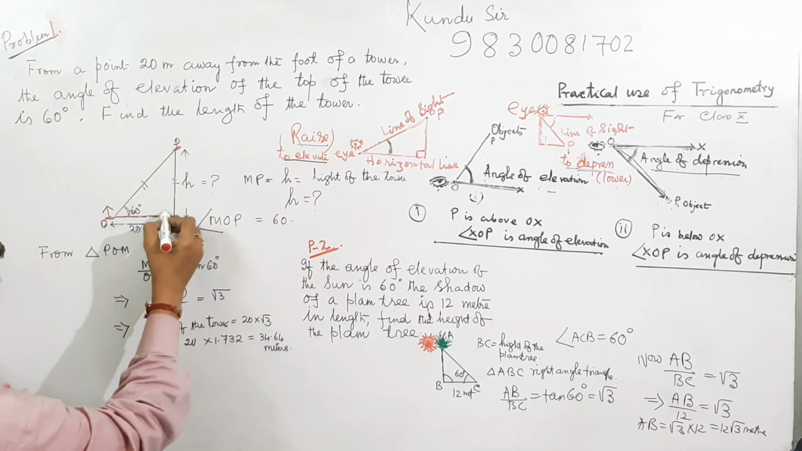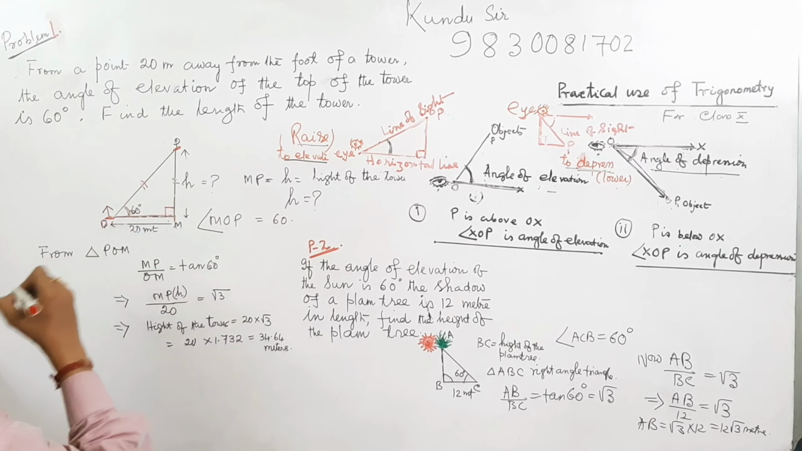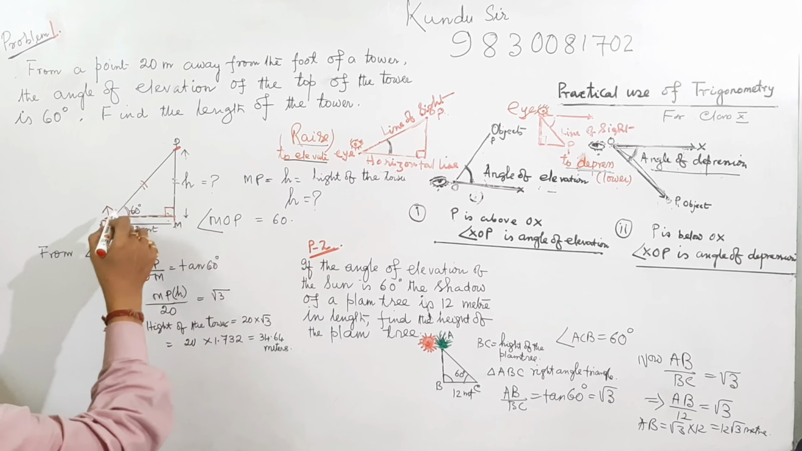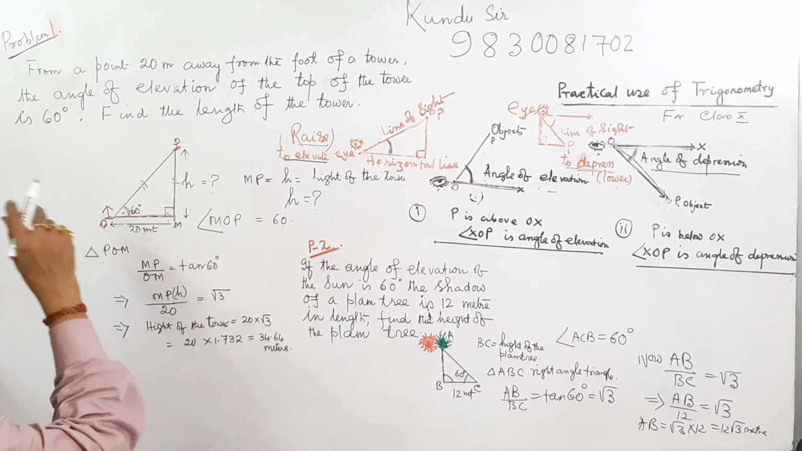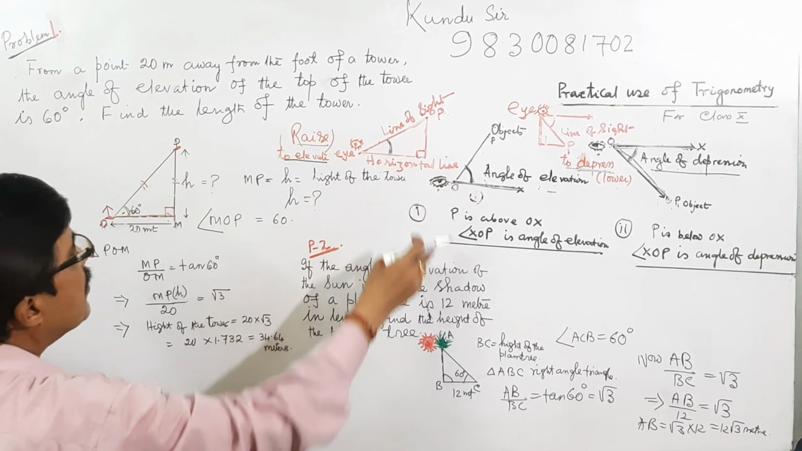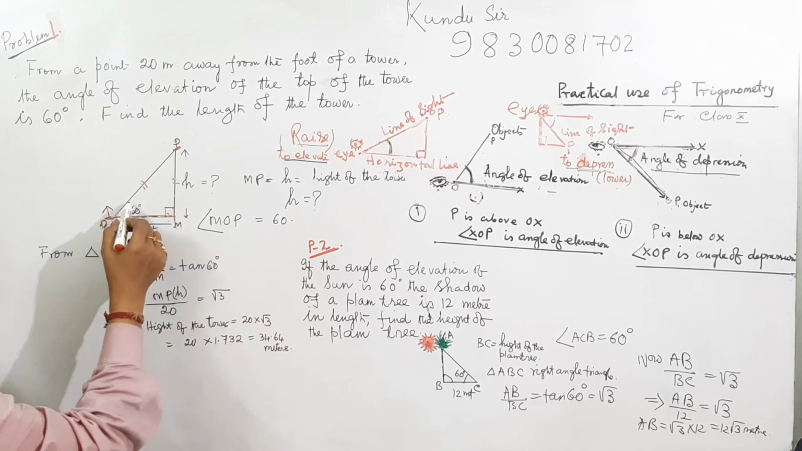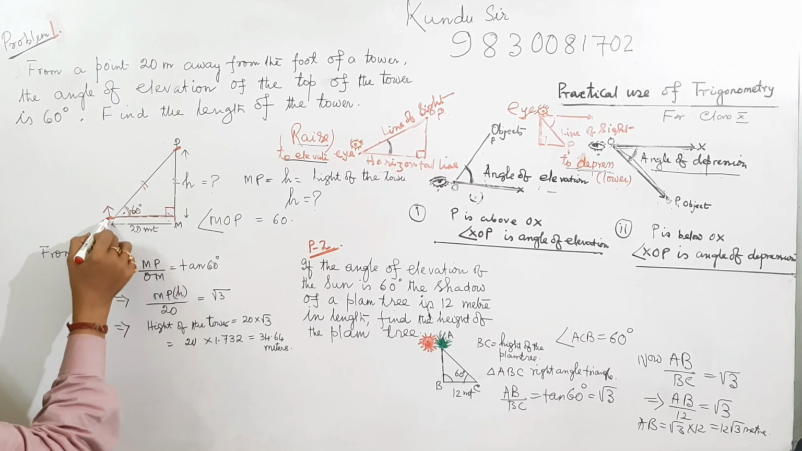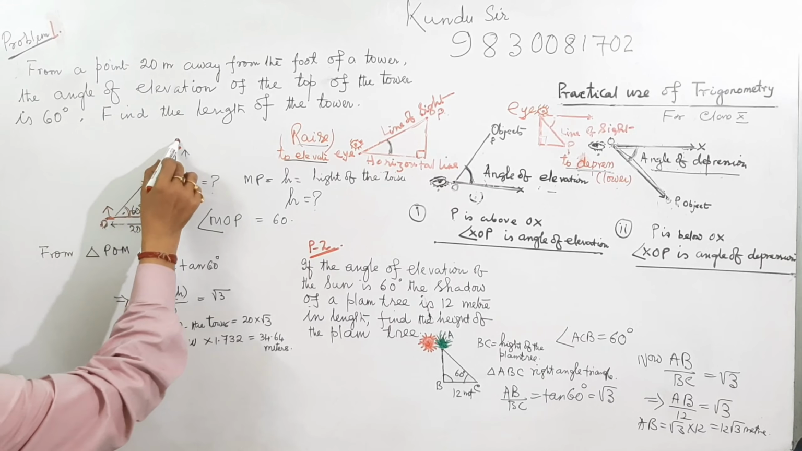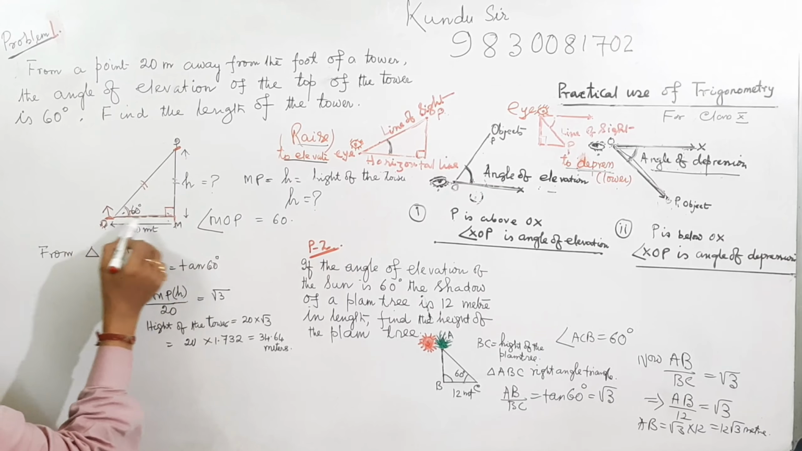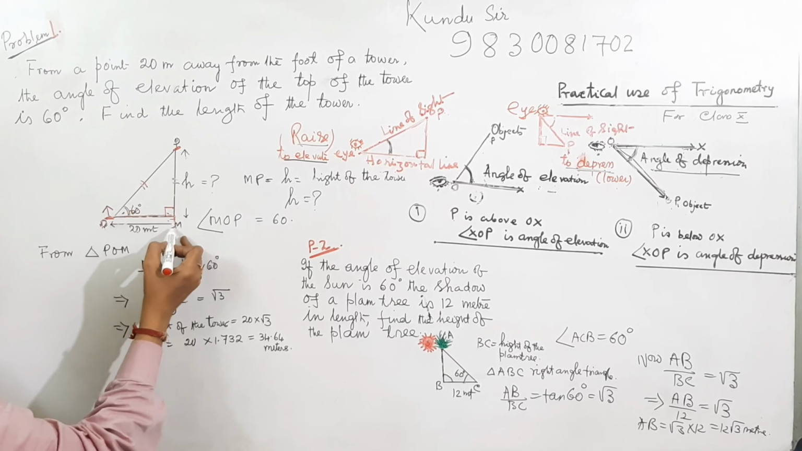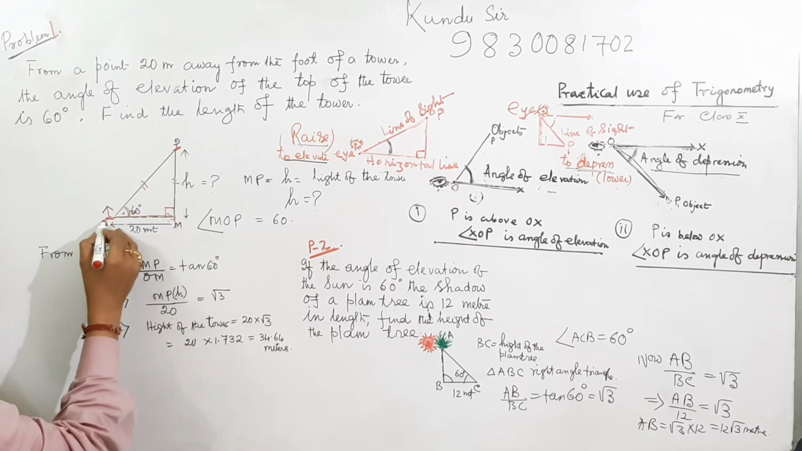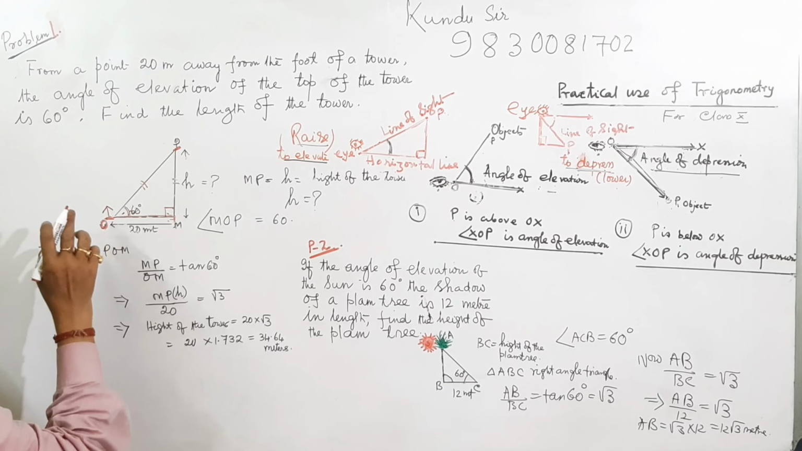So it is clear, angle PMO is a 90 degree. The angle of inclination, or angle of elevation, is 60 degree, and someone is observing the top of the tower. He is standing 20 meters from the tower M, that is, at O.